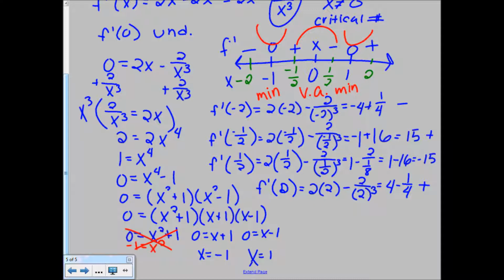So now our final answer can say f of x has relative minimum at x equaling negative 1 and positive 1, and a vertical asymptote at x equaling 0. So you always have to be careful at those undefined derivative terms by looking back to your original function and saying, is my function even defined for that number? So that's a slightly harder one.